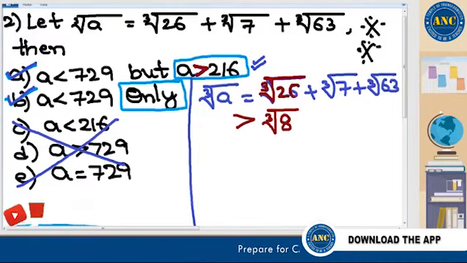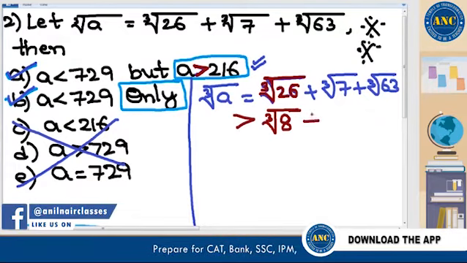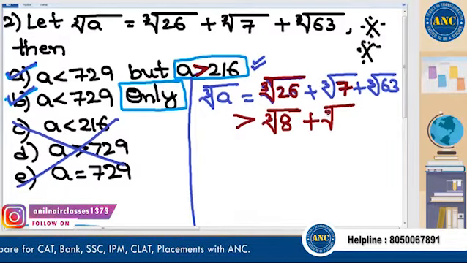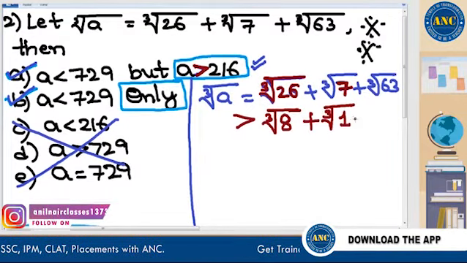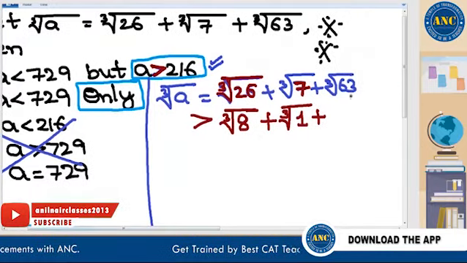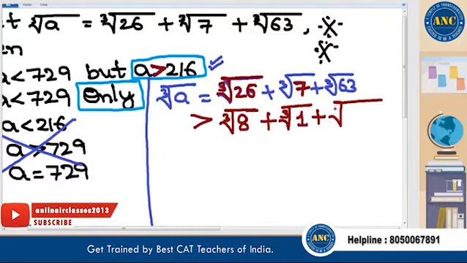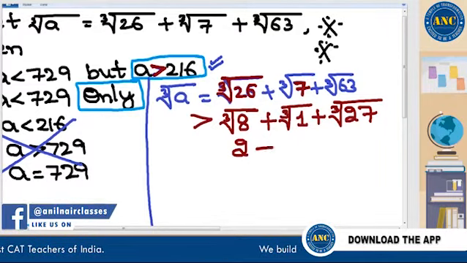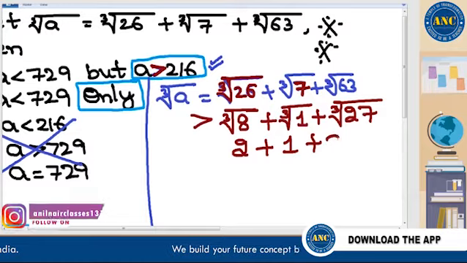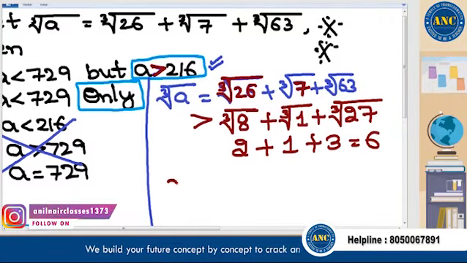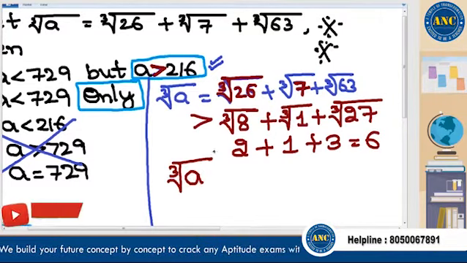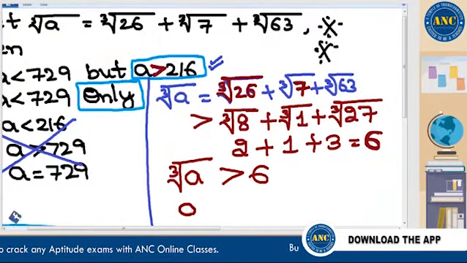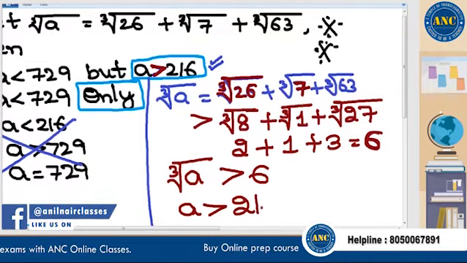Cube root of 26 is definitely greater than cube root of 8, plus the perfect cube before 7 is 1. Cube root of 7 is definitely greater than cube root of 1, and similarly cube root of 63 is definitely greater than cube root of 27. Cube root of 8 is 2, cube root of 1 is 1, cube root of 27 is 3, so it is 6. That means cube root of a is definitely greater than 6. So a will be greater than 6 cube, 216.